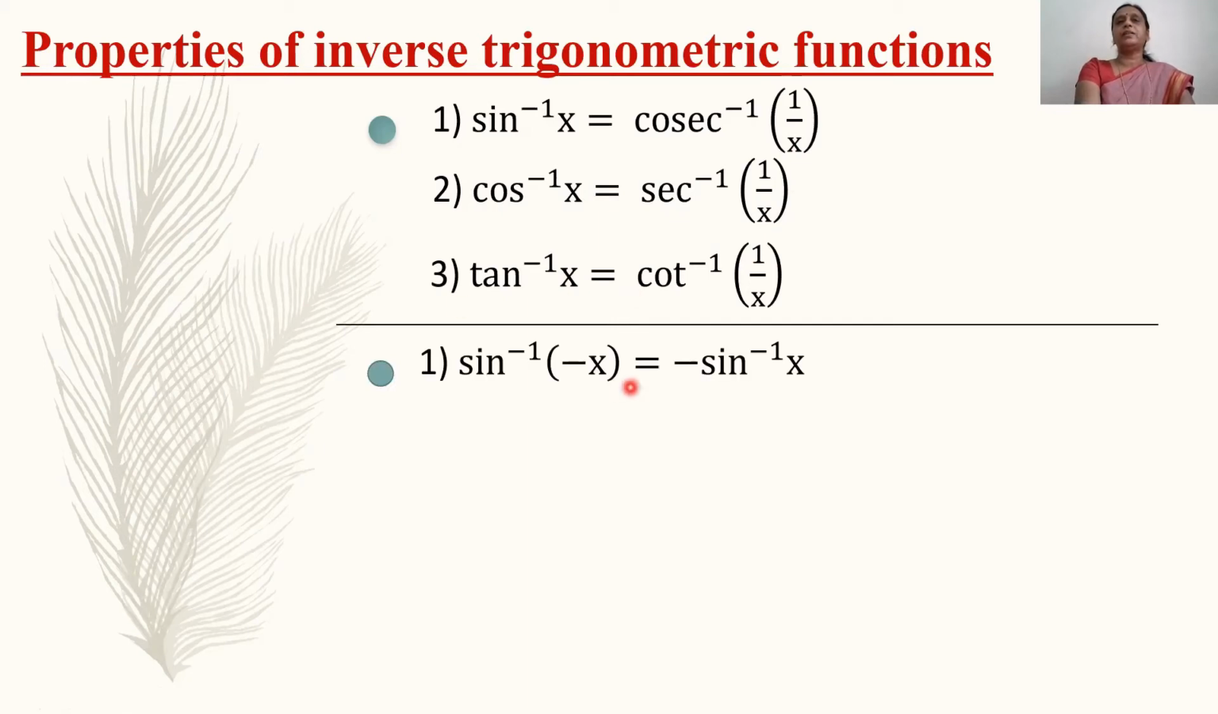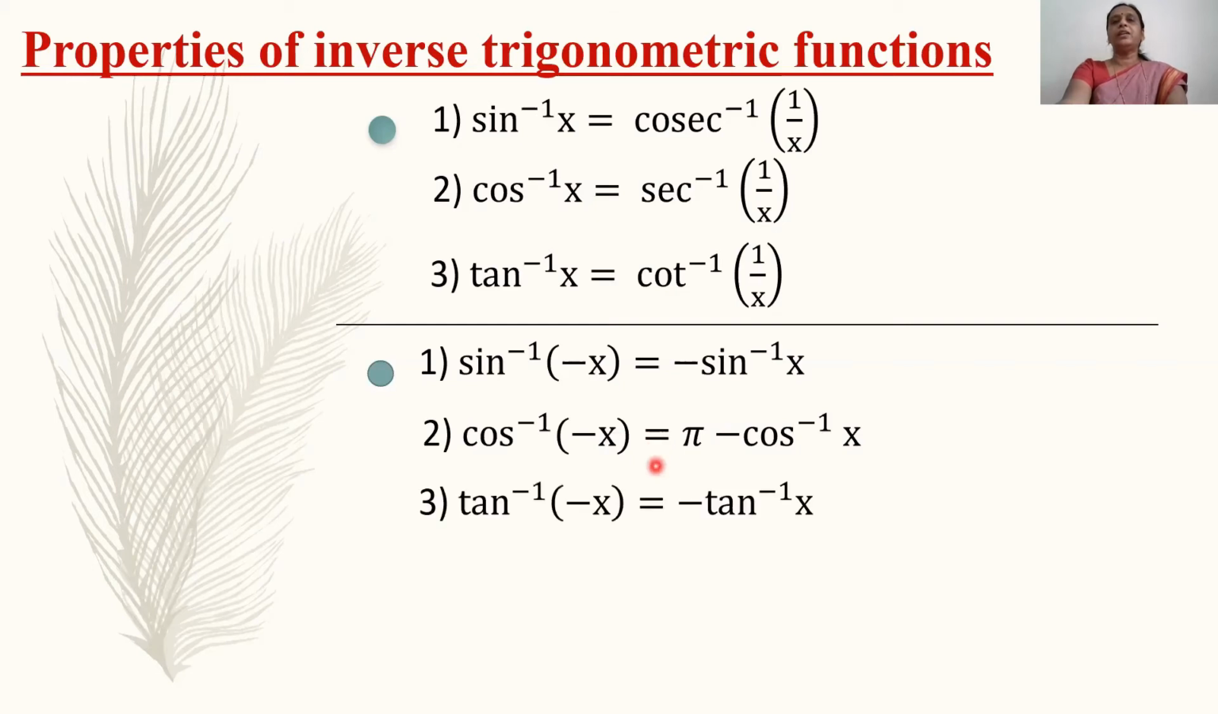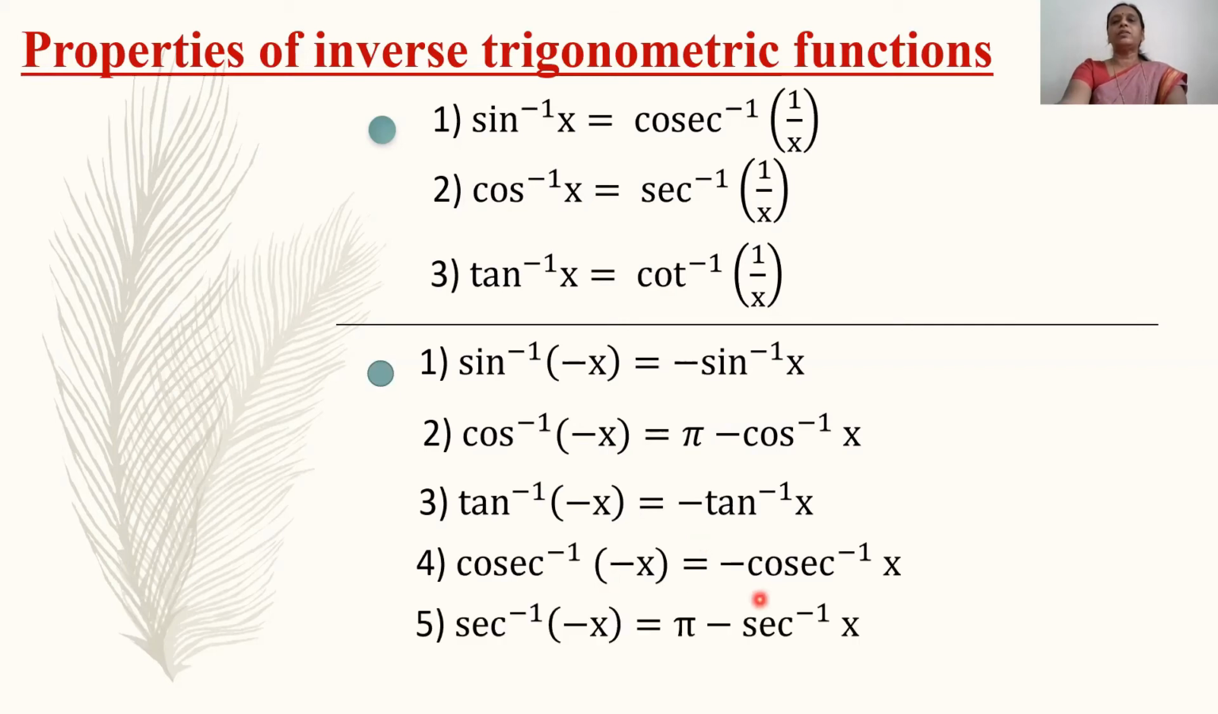Sine inverse minus x is equal to minus sine inverse x. Cos inverse minus x is equal to pi minus cos inverse x. Tan inverse minus x is equal to minus tan inverse x. Cosec inverse minus x is equal to minus cosec inverse x. Sec inverse minus x is equal to pi minus sec inverse x. And cot inverse minus x is equal to pi minus cot inverse x.